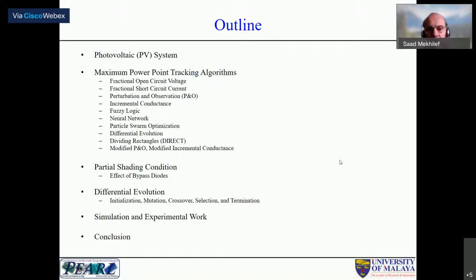Okay, so let me give you the outline of the presentation. This will give you a brief review of all the different types of maximum power point tracking algorithms. And then we look into the partial shading conditions and the effects of the bypass diodes, and then look into our proposed method, which is the DE method, and how it performs. And then we will present some simulation and experimental work, and we end up with the conclusions.